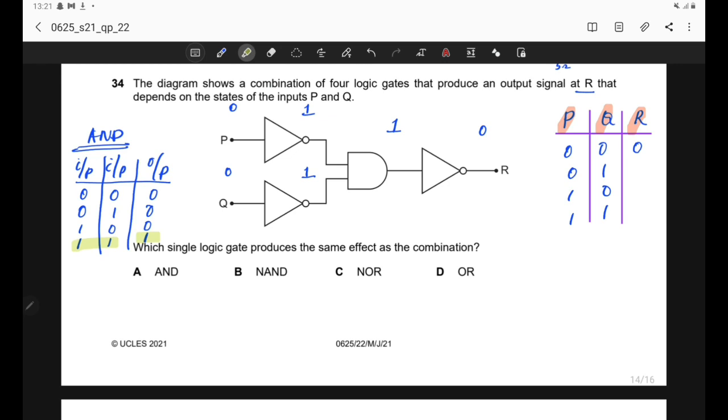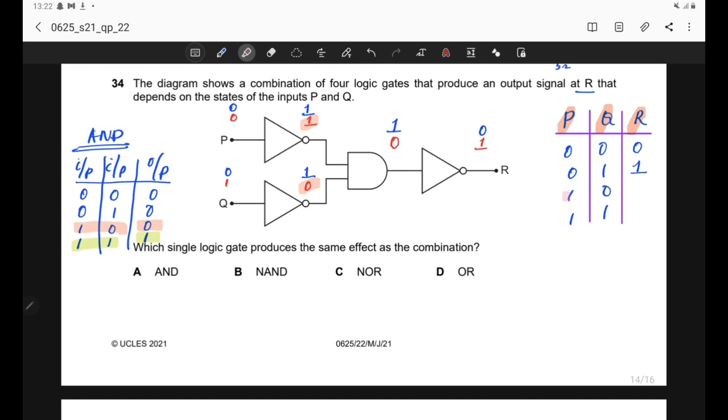Now we can check the output at R for the second input combination, where one input should be 0 and the other input should be 1. So when 0 is connected to the NOT, we will get 1. When 1 is connected to the NOT, we will get 0. For an AND gate, when the inputs are 1 and 0, the output will be 0. The output of NOT for an input 0 will be 1. So for the second input combination, we will get an output of 1.